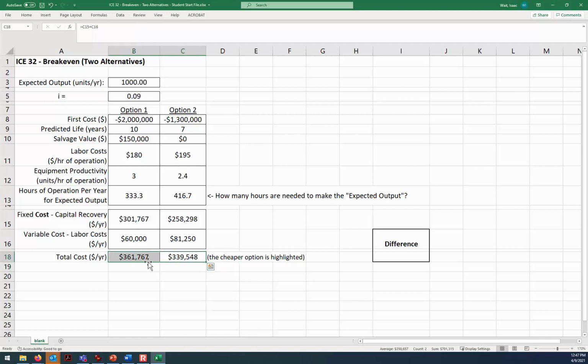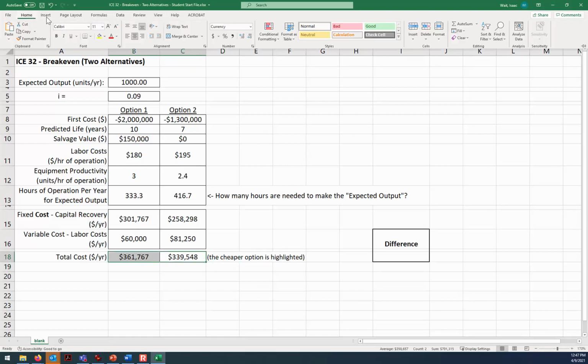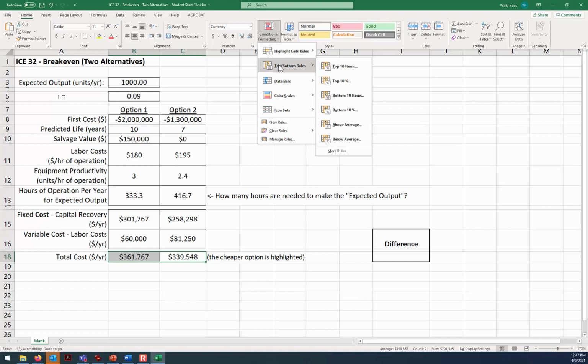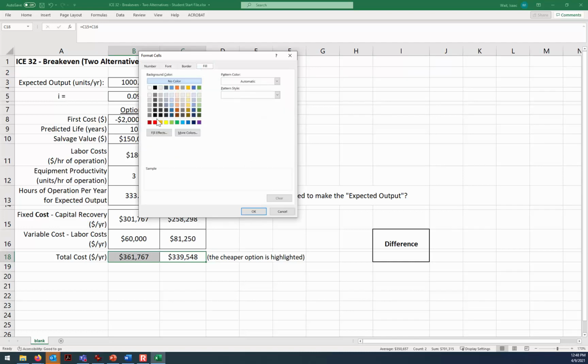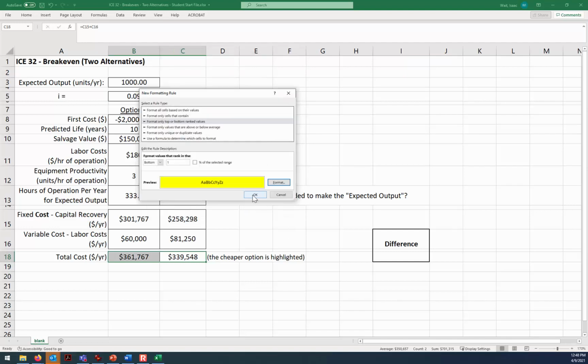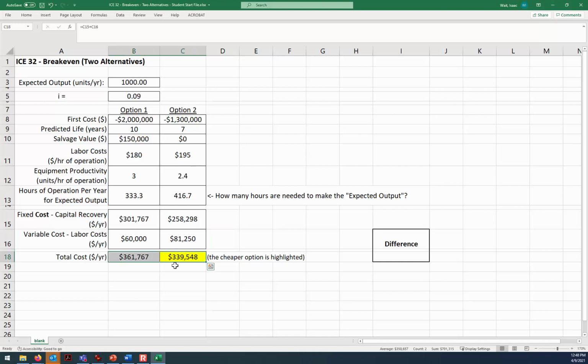All right, so if I select these two and I go here to the Home tab and then conditional formatting, I want to do a top/bottom, and let's see, more rules. Format only the top or bottom ranked value. So it's going to do the bottom one. The bottom one would be the lowest value, so the cheapest. And then the formatting I'll have it fill with the yellow. So it's going to fill in yellow in the cell that's the cheapest. So you can see the one that's the least is highlighted.